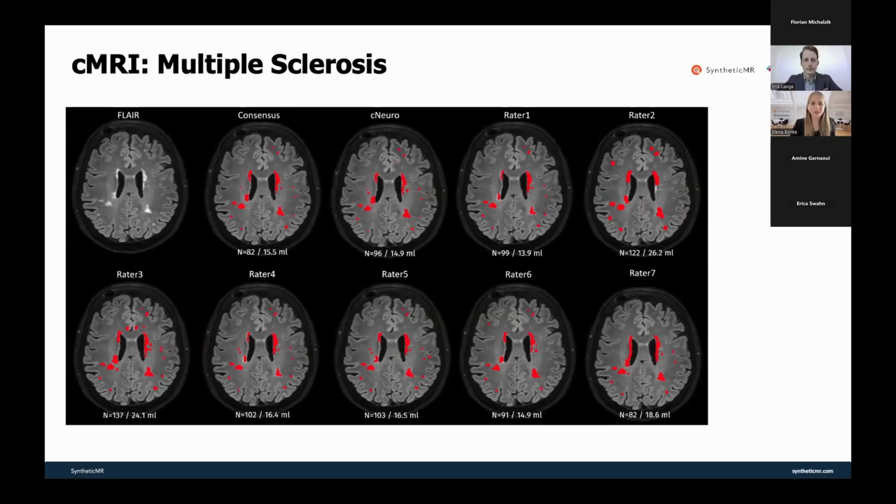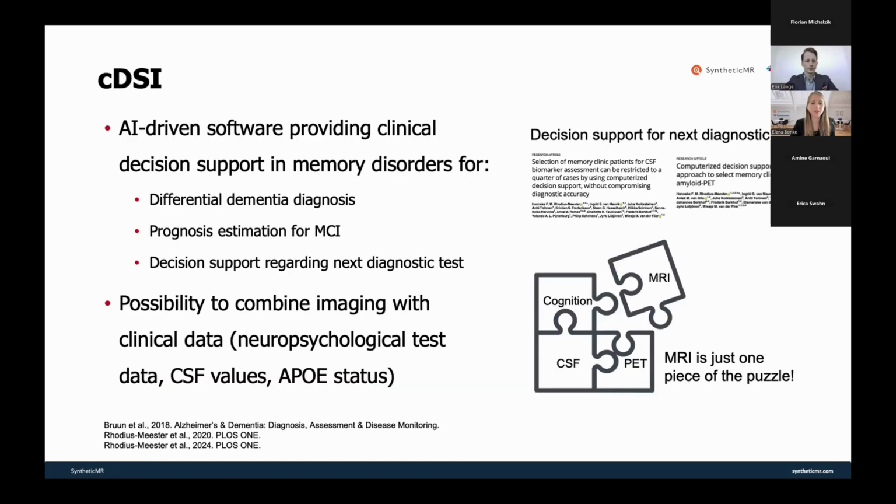So now I was talking quite a bit about SyMRI, but I, of course, also want to make sure that I include the other products we have. So let's have a look at CDSI, which, as I already said, is an AI-driven software for clinical decision support for memory disorders that can help, first of all, with differential dementia diagnosis, because it not only compares the results with a healthy control database, but also with patient data. It can also help to estimate the prognosis of a patient developing from MCI to Alzheimer's disease, and it can provide decision support regarding deciding about the next diagnostic test.